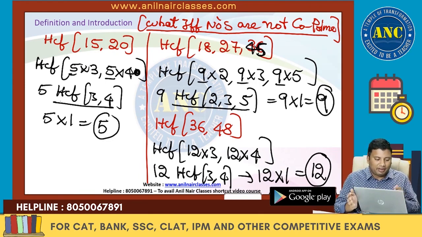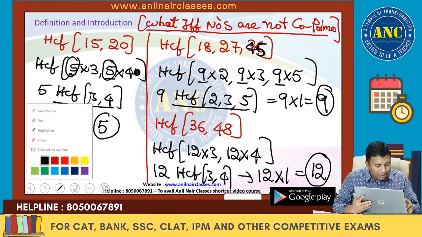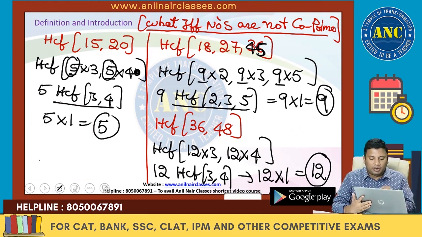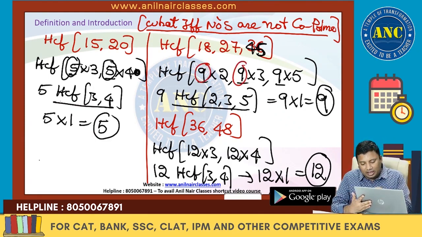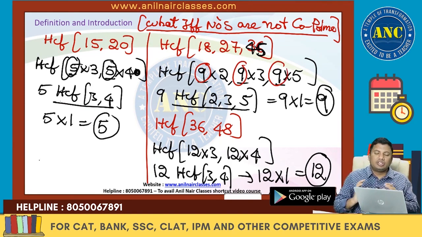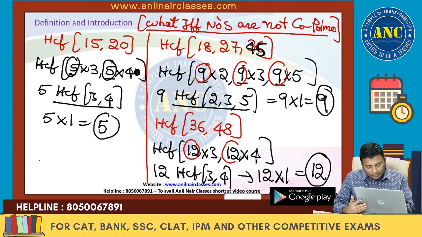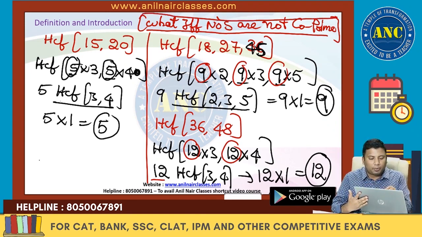5 3s are, 5 4s are. Take the factor common out. 9. HCF of 2 3 5 is 1. Now, I hope it is clear, right? What if the numbers are not co-prime to each other?